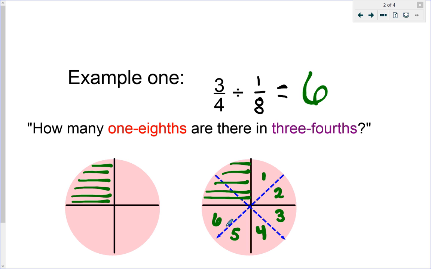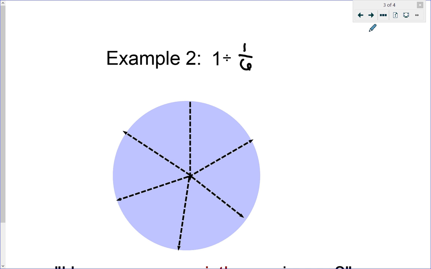It's as if you cut a pizza in fourths, but then you cut it in eighths, and you wanted to say, well, 3/4 of the pizza is going to be left after I take my section. How many slices are still there? Well, there's 6 slices still there. Okay? Now, let's look at a different example.